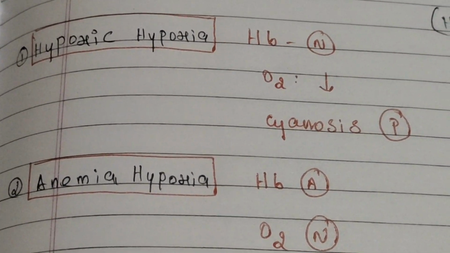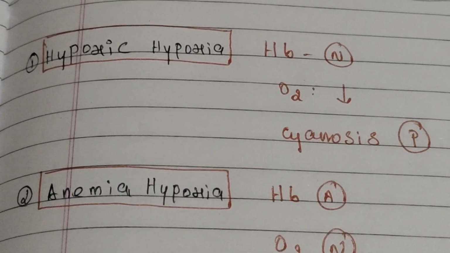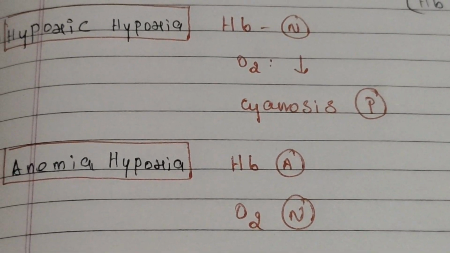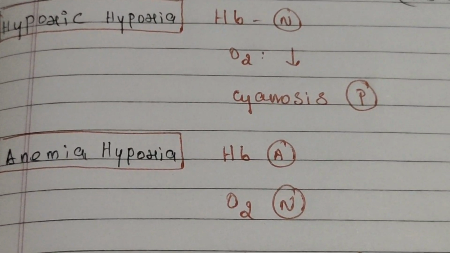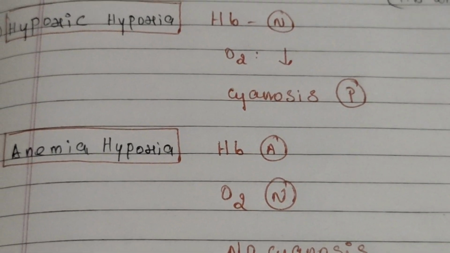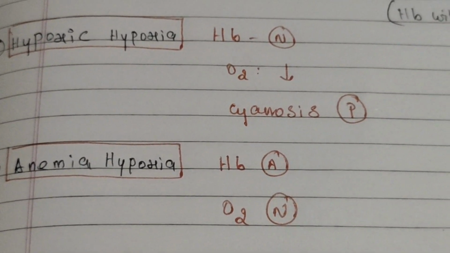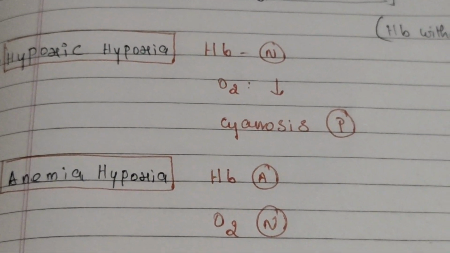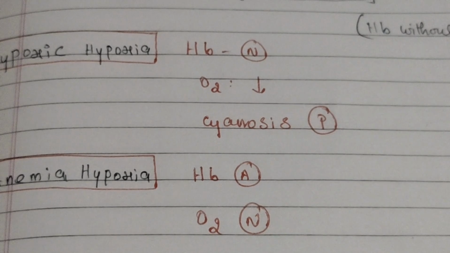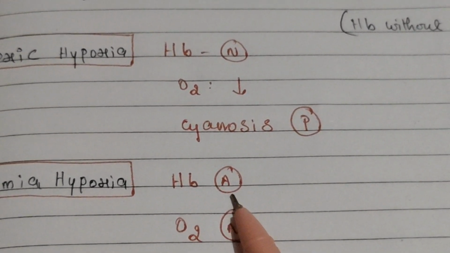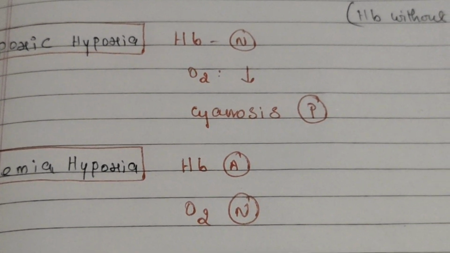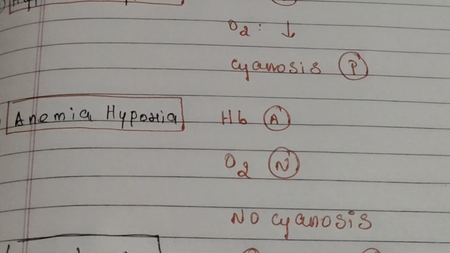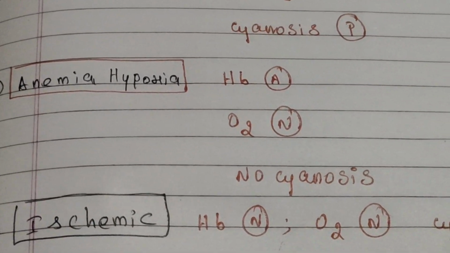Second, anemic hypoxia condition. Here hemoglobin is absent, oxygen is normal. For having cyanosis, hemoglobin should be there so that it can be without oxygen. Here hemoglobin is absent, so we cannot see the cyanosis. No cyanosis in anemic hypoxia condition.